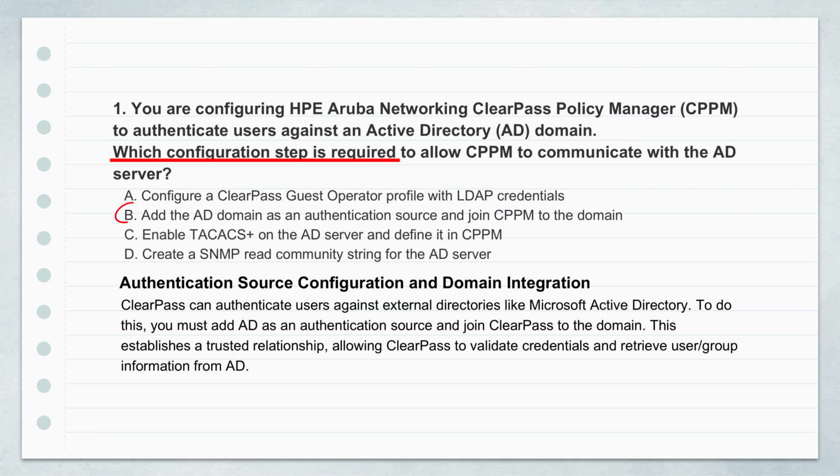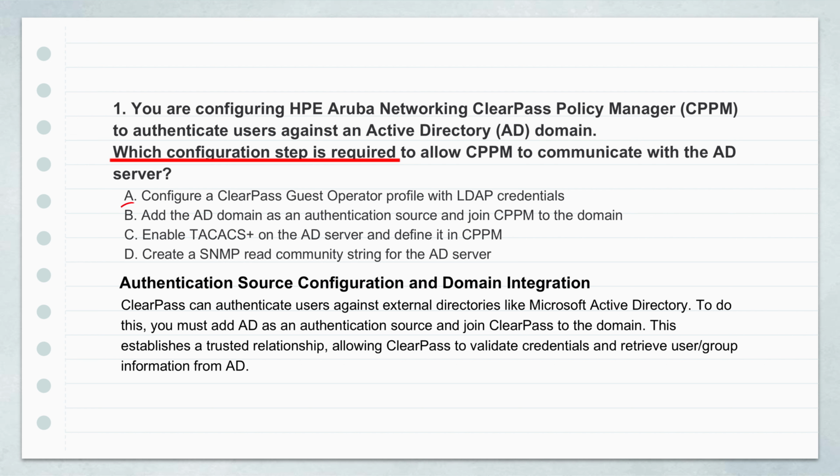Right. Add it and join it. Seems pretty fundamental, like you have to connect the wires first. Yeah. But why exactly is joining the domain so important here? What does that step actually do? Well, joining the domain establishes trust. It creates a secure channel. It basically gives ClearPass the credentials, the permission to query Active Directory directly for usernames, passwords, group memberships, all that stuff. So without that join, ClearPass is just kind of shouting from the outside? Pretty much. It can't leverage that central AD database effectively. You need that join for unified identity management.